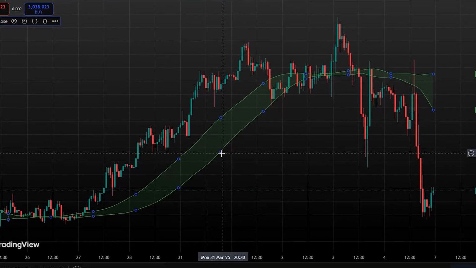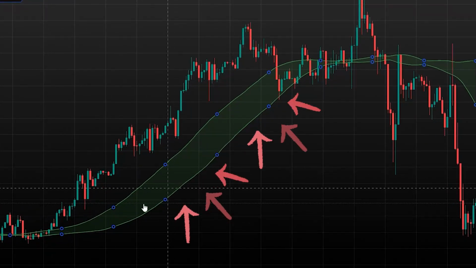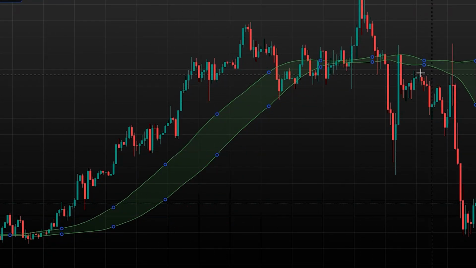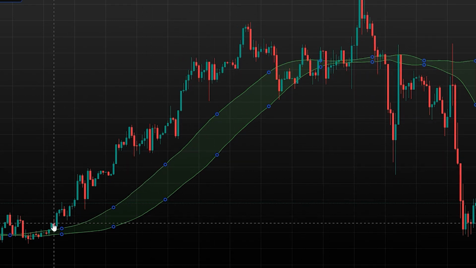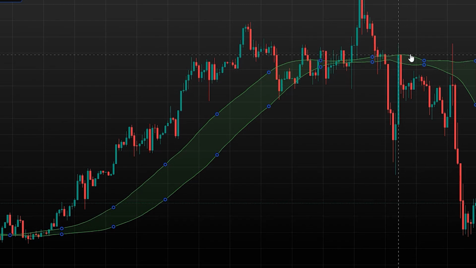What we have created: a dynamic support and resistance zone that adapts to price movements. Instead of a basic line, we now see key areas where price may reverse or continue trending. This is a real edge in trading.